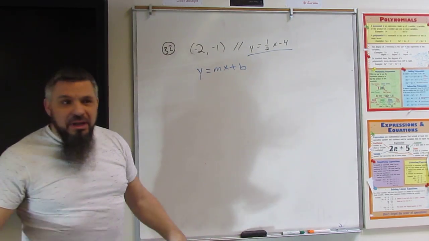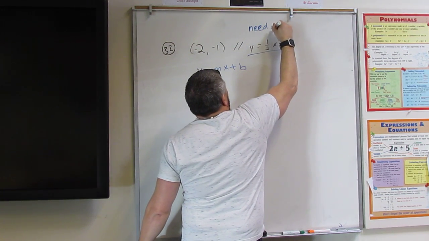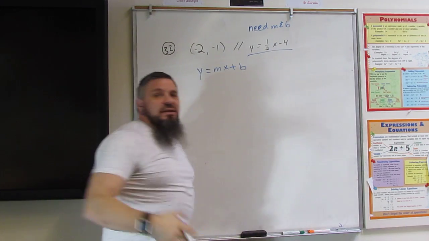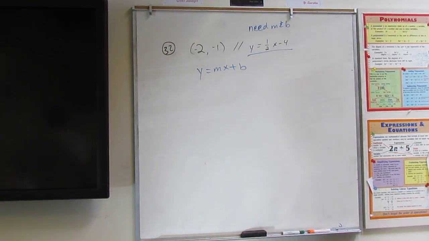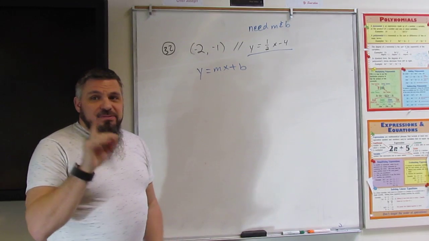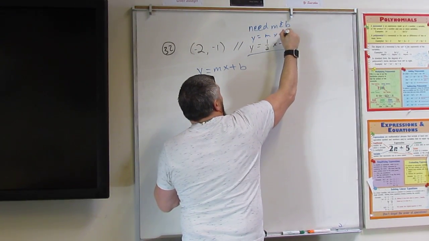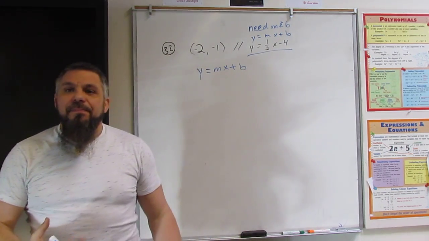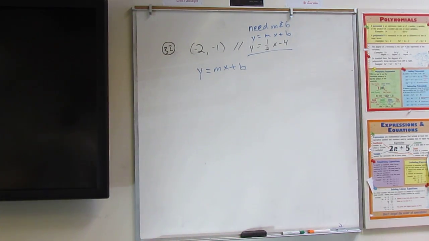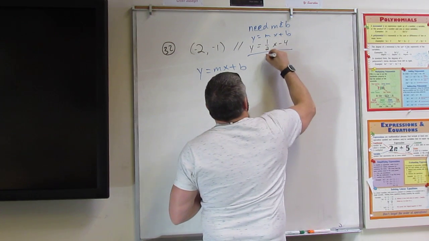M and B. So you need M and B to write an equation. Does that make sense? As long as we can get M and B, we're good. So the first step is, if y equals mx plus b, then what does M stand for? What does it mean? Slope. Okay? So M is the slope.